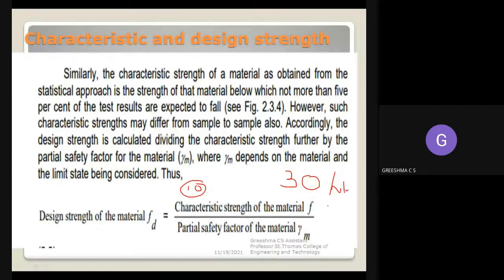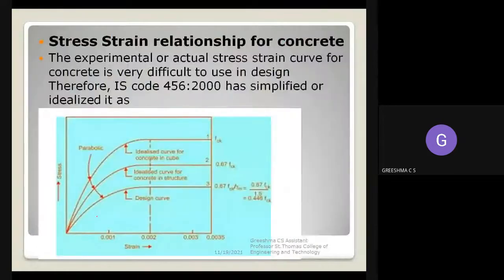If that happens, we cannot say that the characteristic strength is 30 Newton per mm square. So that is characteristic strength. If you divide it by the partial safety factor, you will get the design strength.